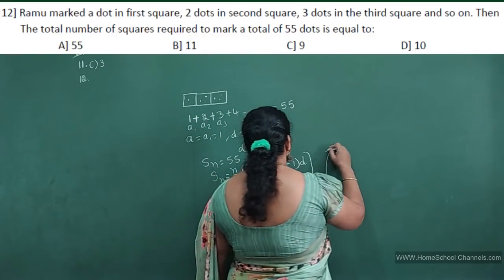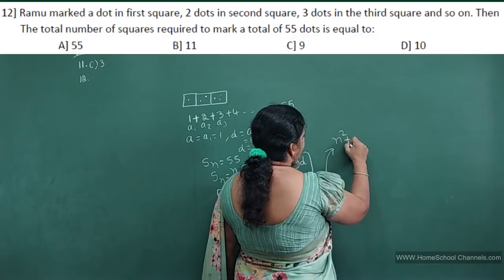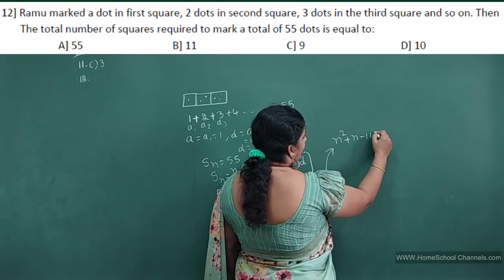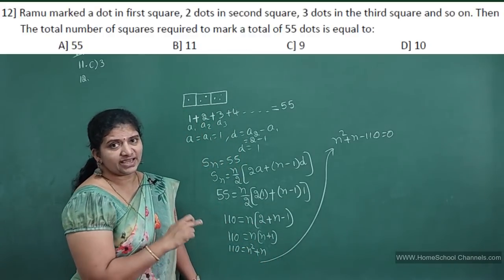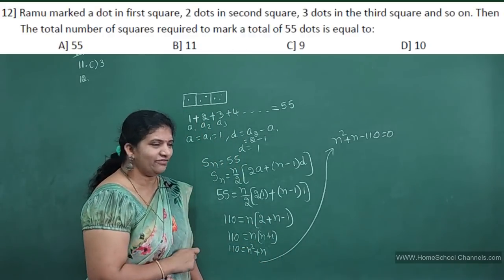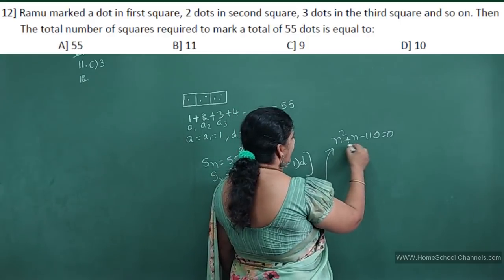110 is equal to n square plus n. And let me write this here: n square plus n minus 110 equal to 0. Now we need to factorize the equation and find the n value. So let us do that.